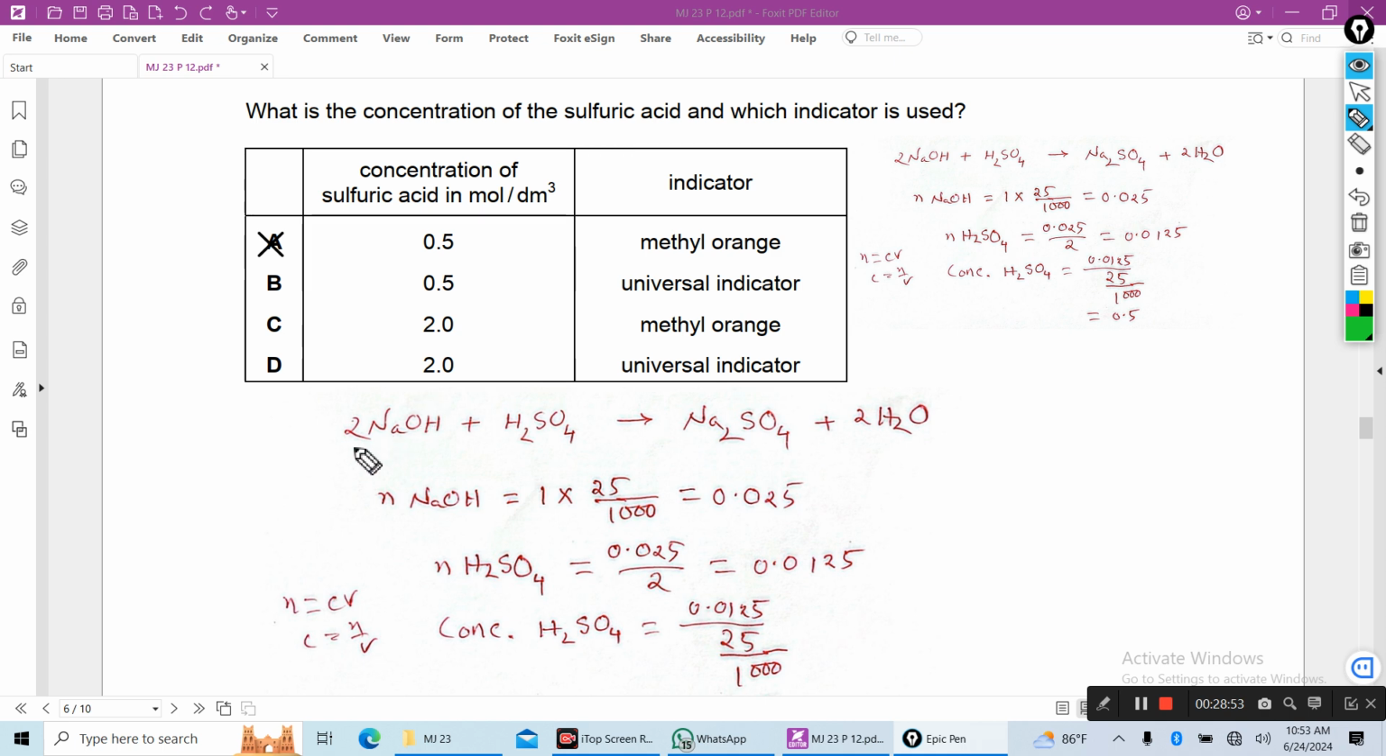From the equation you see the ratio is 2:1. Sulfuric acid moles will be half of sodium hydroxide moles. So moles of sulfuric acid will be moles of sodium hydroxide divided by 2. Why divided by 2? Because sulfuric acid is half of sodium hydroxide. So you will get 0.0125 mole.